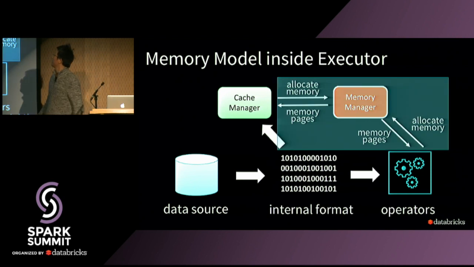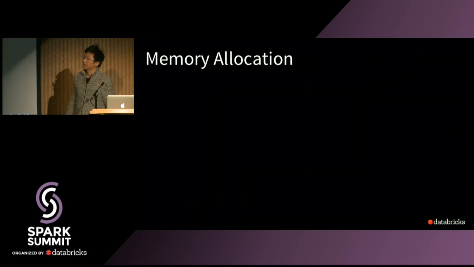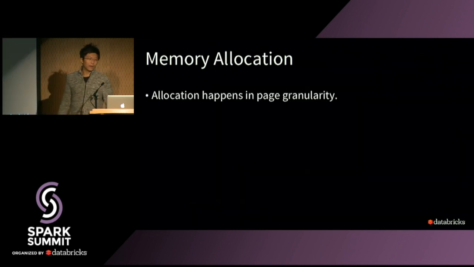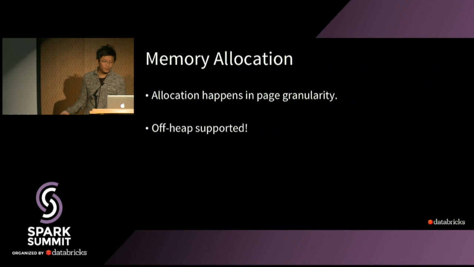First, I'm going to talk about the memory manager in Spark. Similar to many systems, Spark allocates memory at page granularity. That means each operator should allocate memory, maybe one page or several pages. This is a very common practice in many systems. Also, Spark supports off-heap, which means your allocated page can be either on the JVM heap or off-heap.